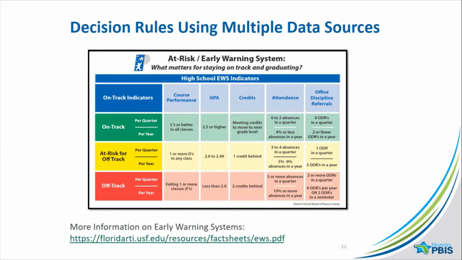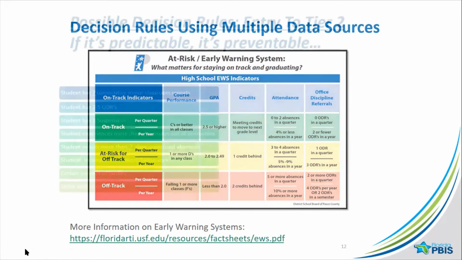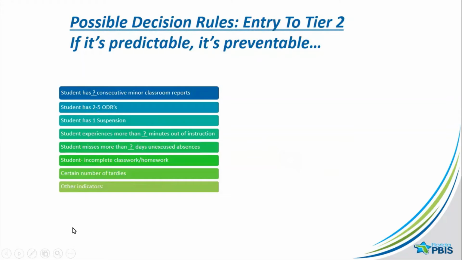In particular, when you look at existing data, you want to use any data that is suggesting missed instructional time. So this is another example, not as specific as early warning systems, just informally, where teams have taken multiple sources of data and applied criteria to it. For example, student had blank consecutive minor classroom reports. Minor being, of course, not at the severity of an office discipline referral. And then students have 2 to 5 ODRs. That's a significant item of data that's going to flag them for Tier 2 support.